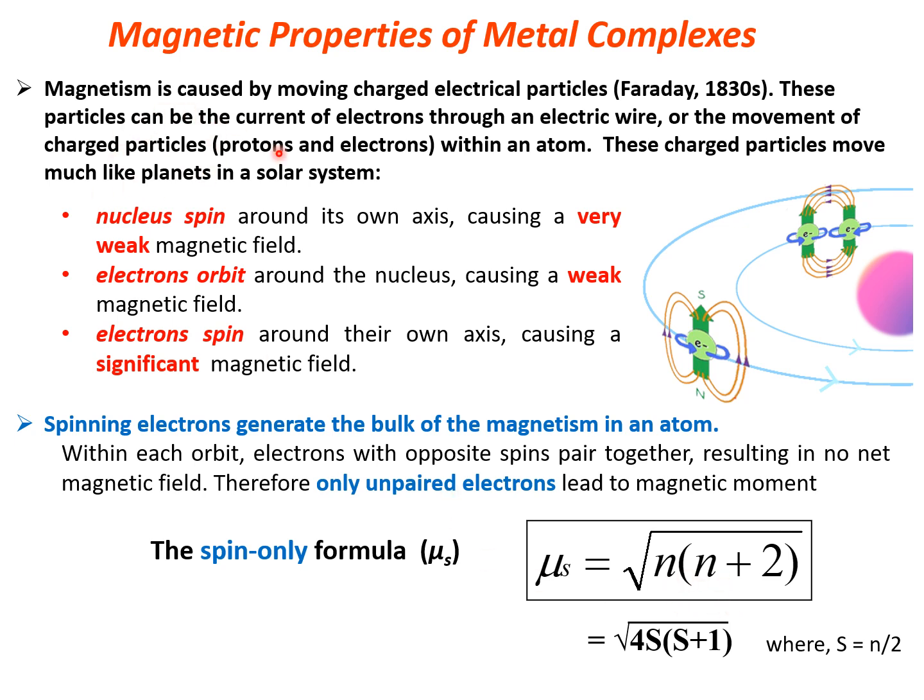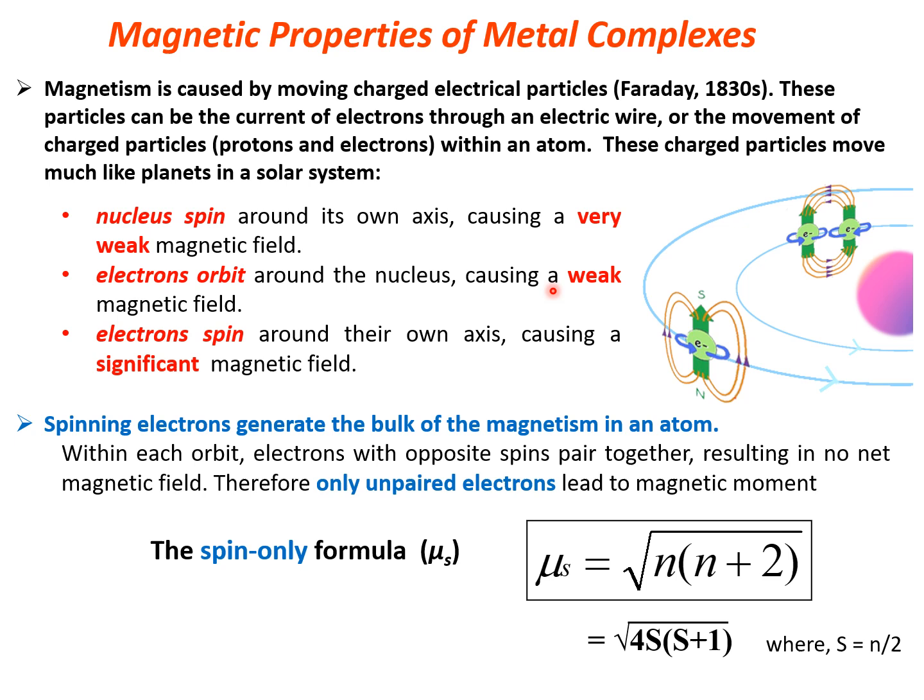So generally, magnetism is caused by moving charged electrical particles, introduced by Faraday in the 1830s. These particles can be the current of electrons through an electric wire or the movement of charged particles. Charged particles, as we know, are protons and electrons within an atom. These charged particles move like planets in a solar system. So the nucleus spins around its own axis, causing a very weak magnetic field.